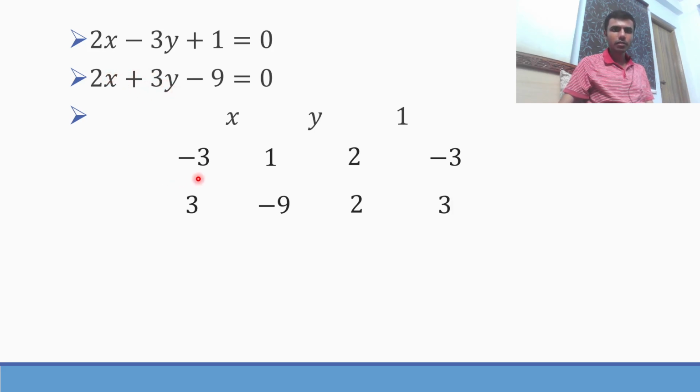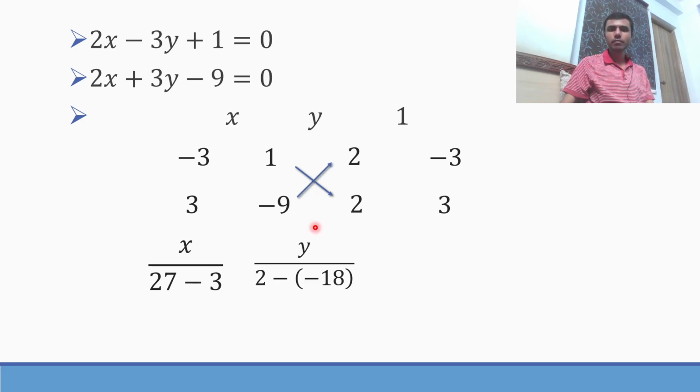Now what you'll get is, this into this minus this into this. x by minus 3 into minus 9 and 27 minus 3 into 1, 3. 27 minus 3. y by 1 into 2, 1 into 2 is 2, 2 minus minus 9 into 2, 2 minus of minus 18. 1 by 2 into 3 is 6 minus 2 into minus 3, 6 minus of minus 6.